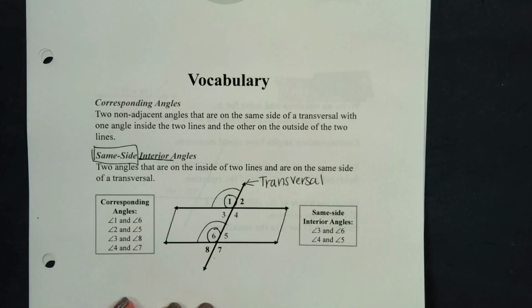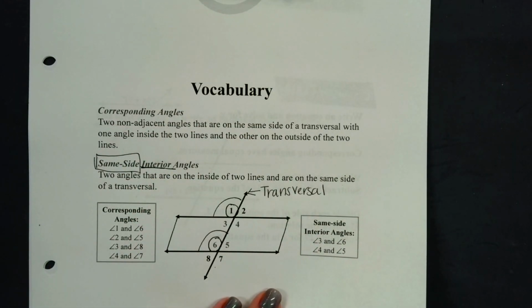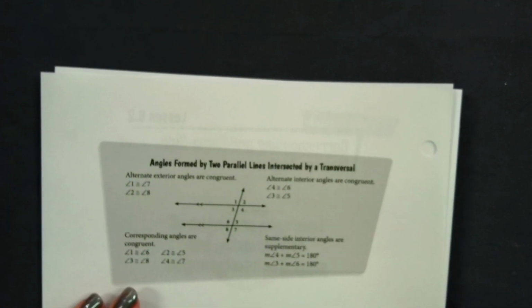Okay. I'm not really concerned that you know the names of these. You're never going to have to know the names of these. But you have to know which ones are congruent and which ones are not. Okay? So, the top of this next page is going to help us a little bit too.